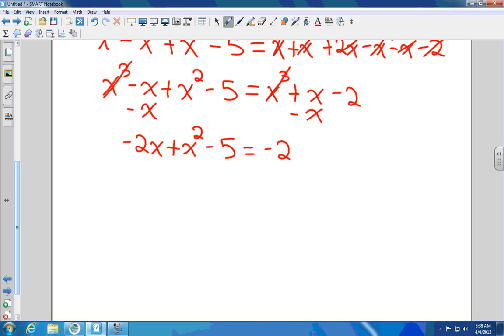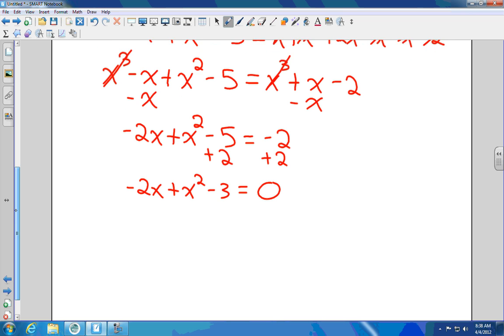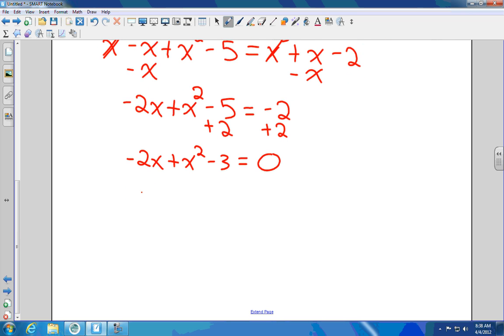Add it, final thing. So we got negative 2x plus x squared plus minus 3 equals 0. Is that in the right order? What do we need to do? We need to bring this x squared to the front. Just rearrange it. x squared minus 2x minus 3 equals 0.